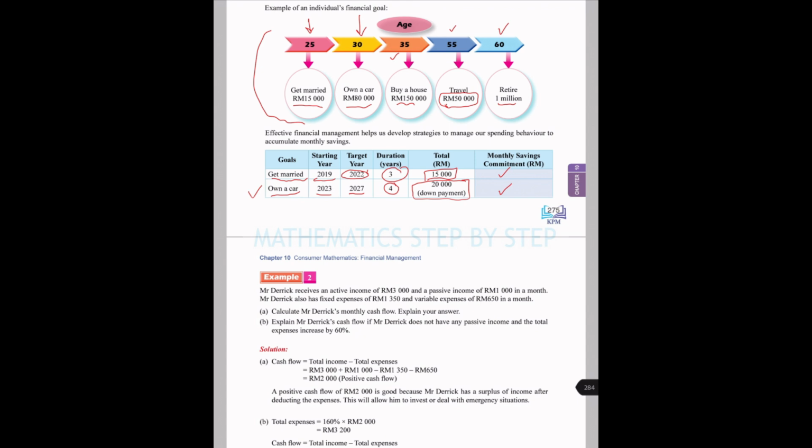Okay, so now every one of us will have different goals. We have different dreams. You can plan this yourself, after you go into society, after you get your first job. You have to plan all these. So let us go through this example too, so that you learn how to calculate cash flow.